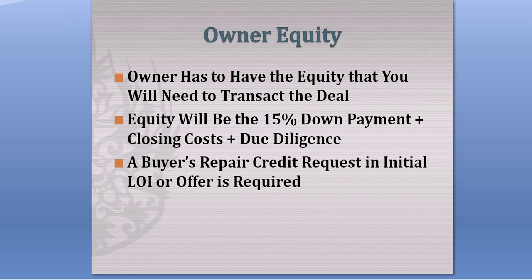You would get a buyer's repair credit that would go in as a request on the addendum to the offer, or you could put it in on your initial LOI or offer, or you could put in your initial LOI or offer that you're going to be coming up with that figure at a later date, and that you don't have the specific buyer's repair credit request amount ready yet, okay? So that's going to be one of the elements that you need.